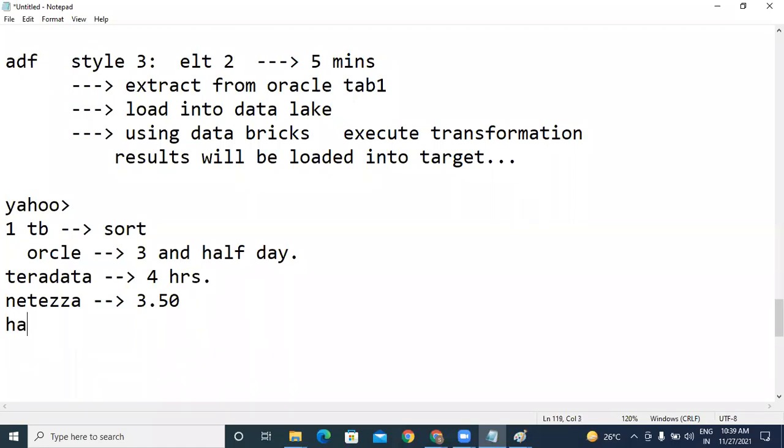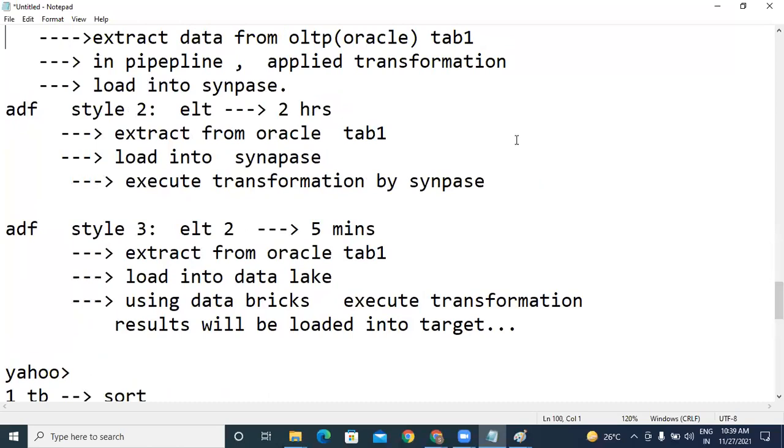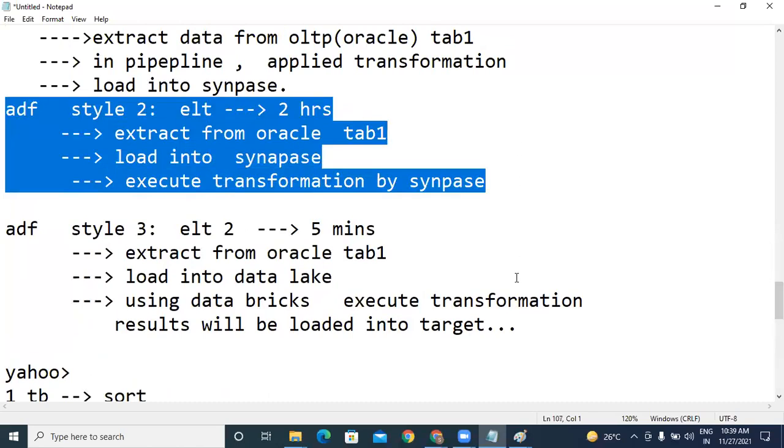And finally, they tested with Hadoop. Got it. In Hadoop, by using the execution engine called Spark, it has given the 1 TB sort in 1.2 minutes, not hours. Got the point? Generally, I can be satisfied with the second style.